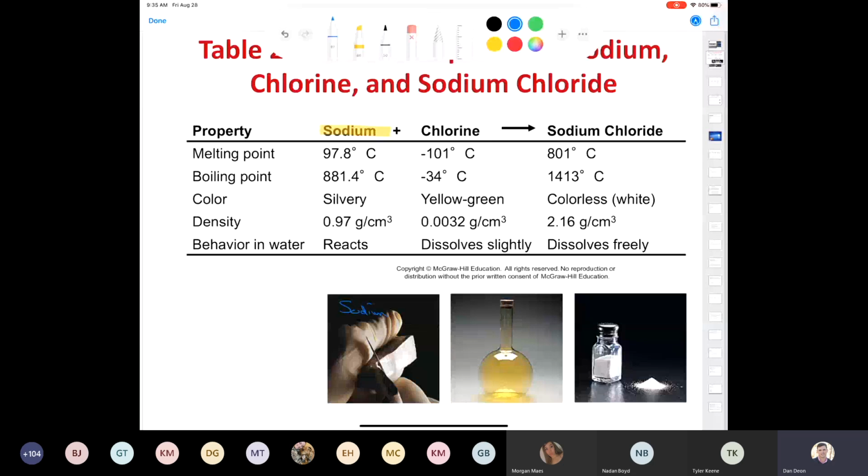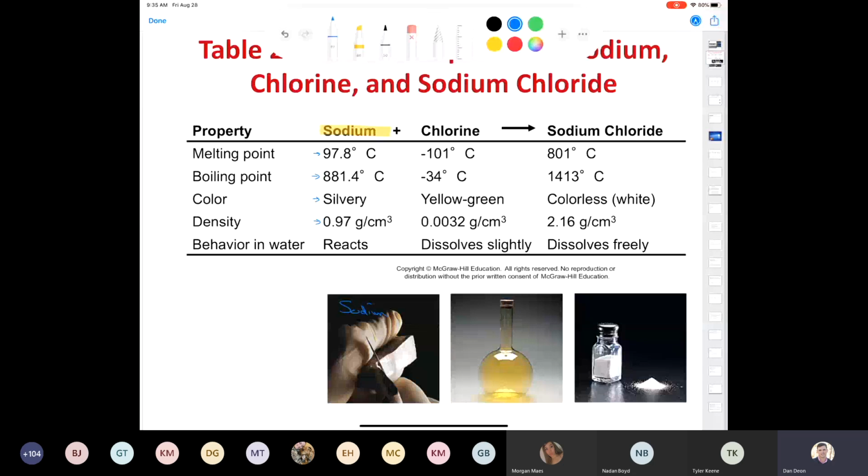So there you go. You can see that sodium is clearly a metal. What else? Sodium has a melting point of around 97.8 degrees Celsius. Okay, it's got a boiling point that's pretty darn high. Anyhow, you can see its color. It's silvery. It's got a density of pretty close to 1.